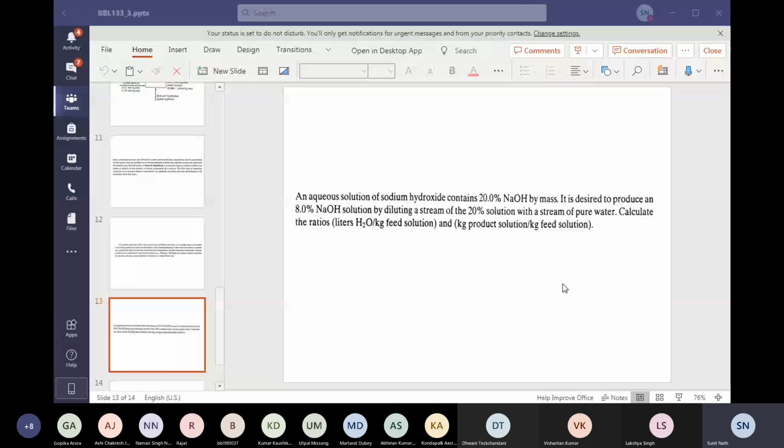So there are two components you have to worry about: the sodium hydroxide and the water. And the NaOH solution is being diluted, right, by a water solution. So please label all the knowns and the unknowns. And what is coming out at the exit?